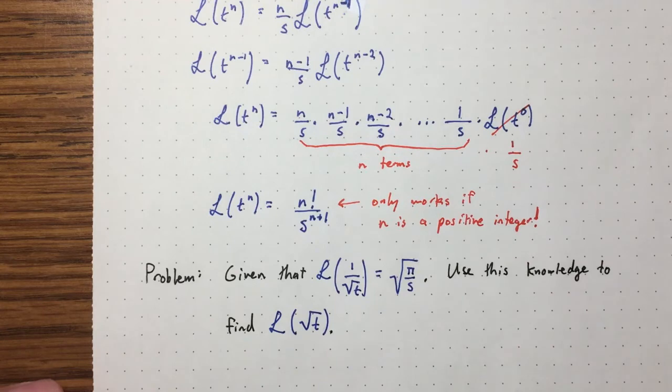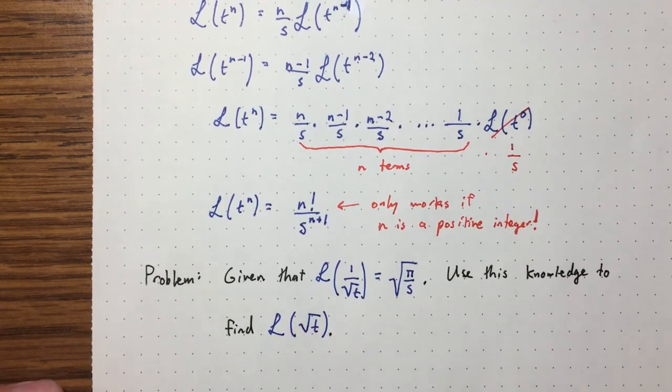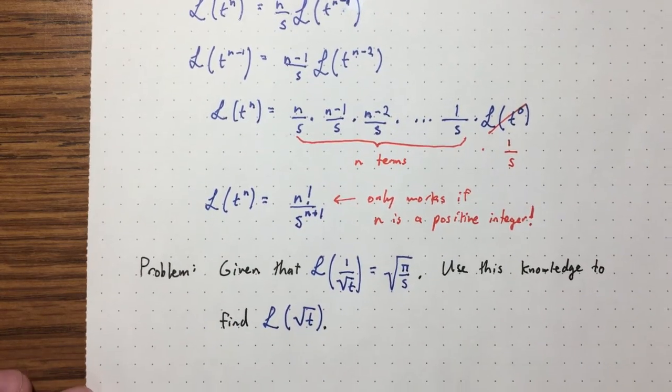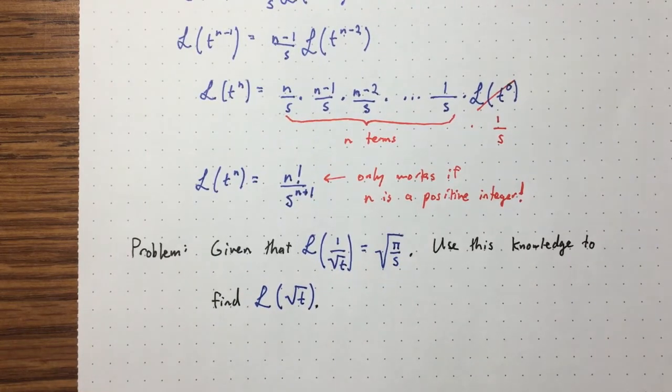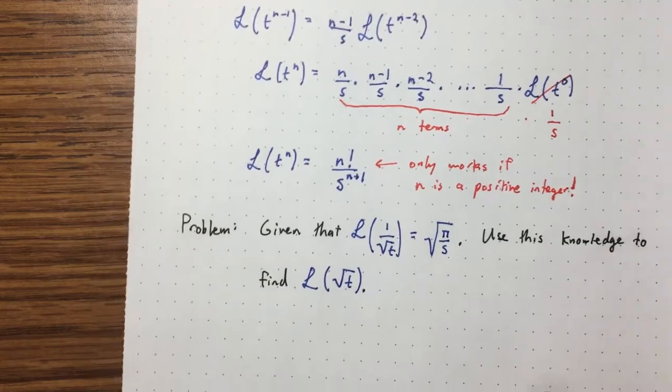And if you're curious, the square root of pi is actually coming from a special value of this gamma function that I was talking about. But you don't need a gamma function in order to do this problem. Okay. I think that's probably enough examples for now.